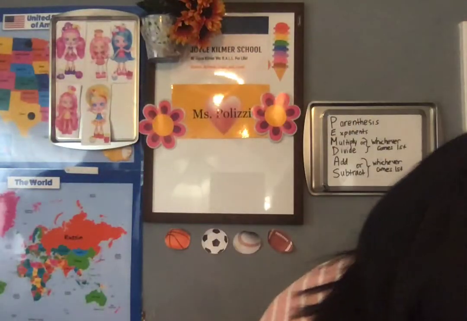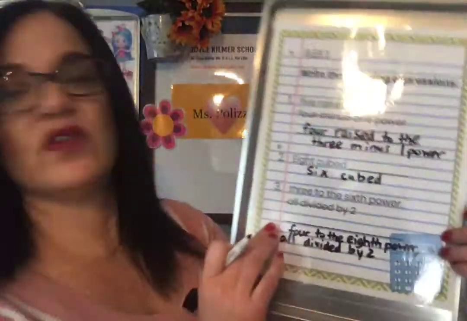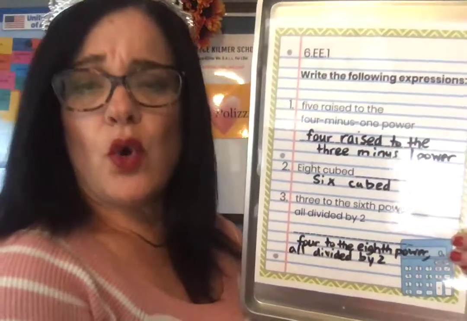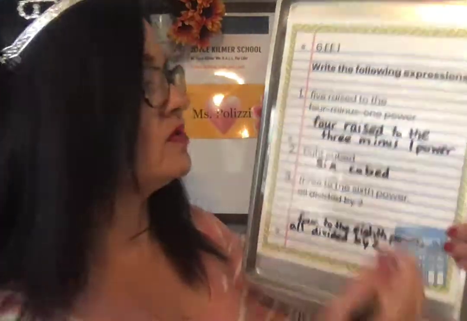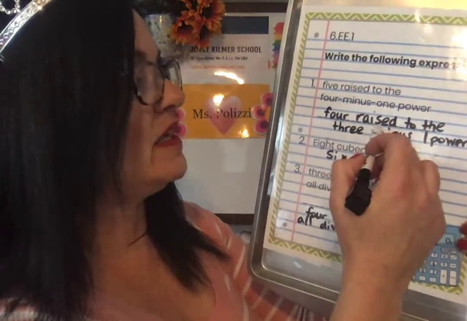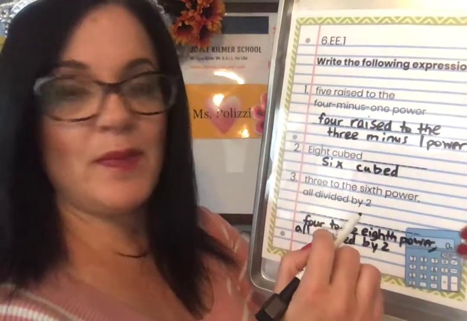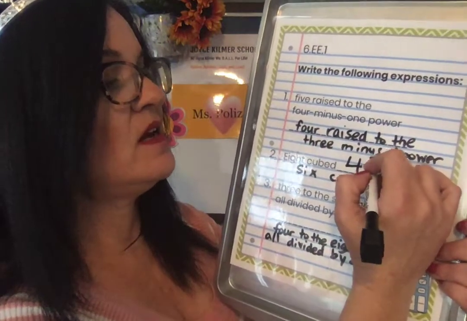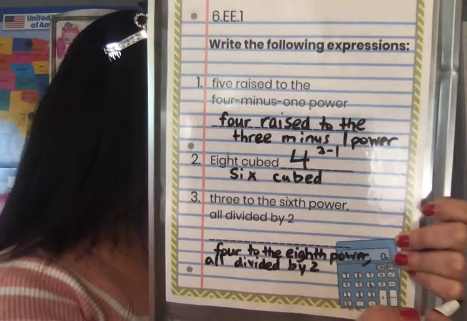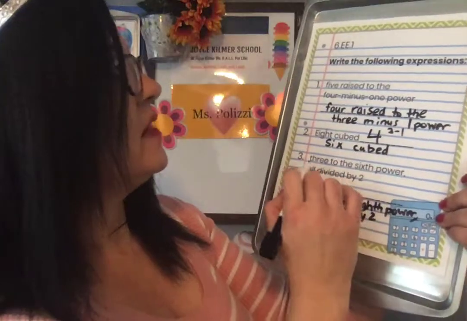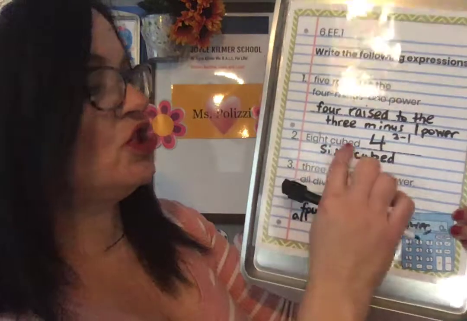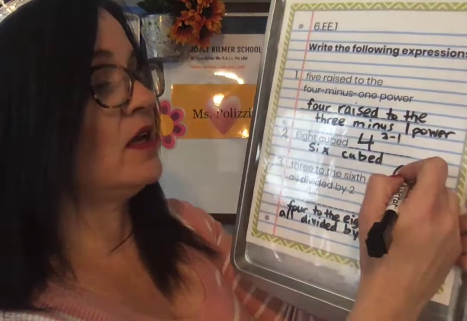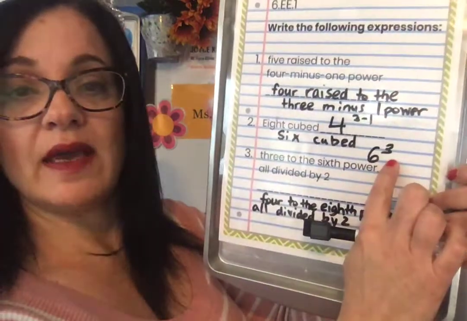On the last page, the first problem is 5 raised to the 4 minus 1 power. All you have to do here is write it out in words. Here's a similar problem. 4 raised to the 3 minus 1 power. So that would be 4 raised to the 3 minus 1. And that would be your answer over here, okay? The next one is 8 cubed. A similar problem is 6 cubed. So you would just write 6 cubed. Okay, that would be your answer.